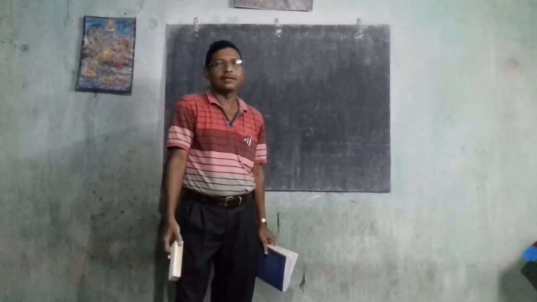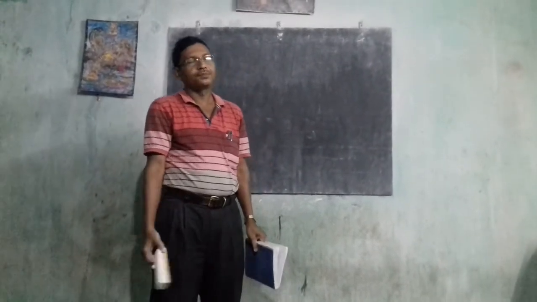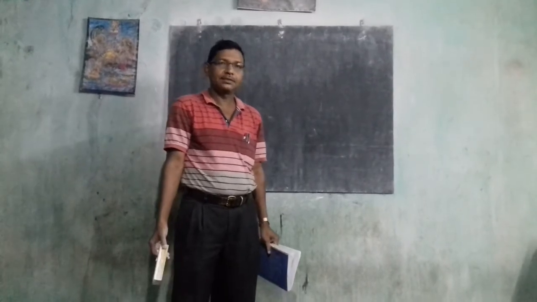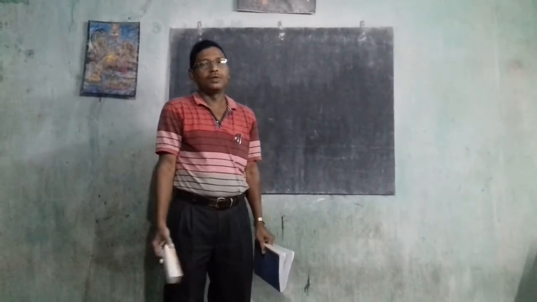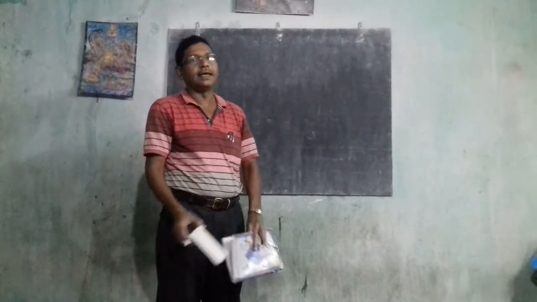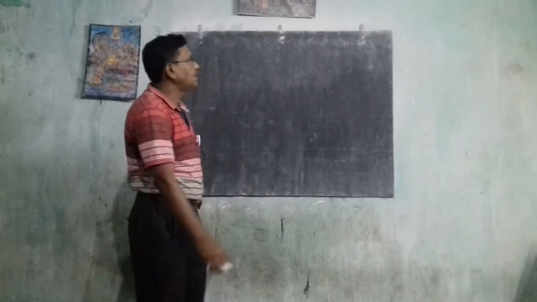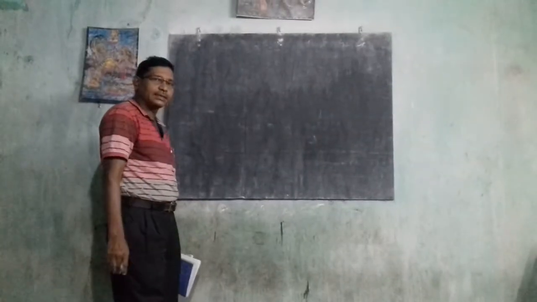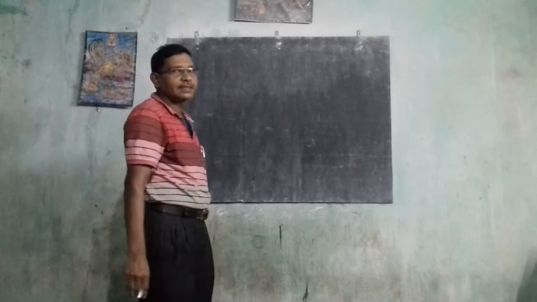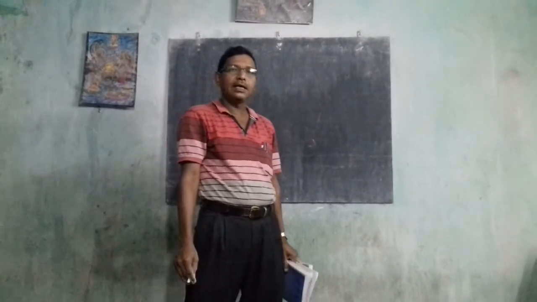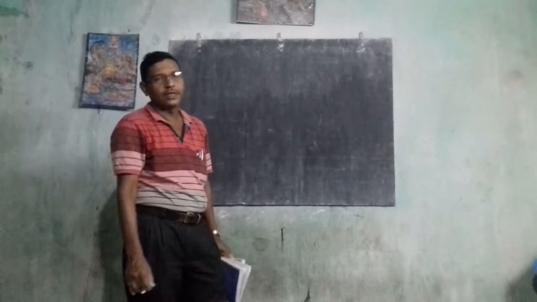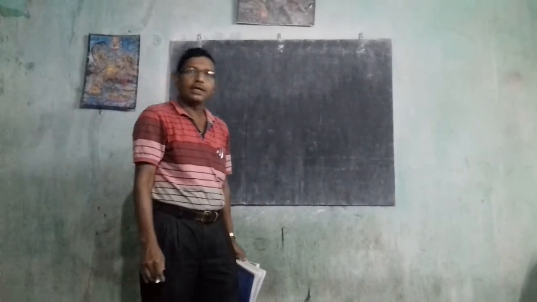Students of class 9, now we study mathematics. In the first chapter we study the operations of real numbers. Operation means addition, subtraction, division and multiplication. These four things are known as the operations of real numbers.